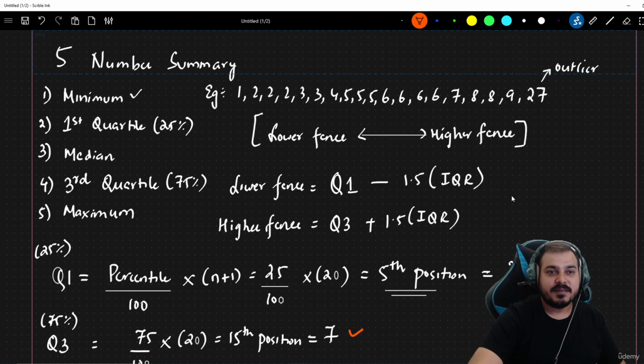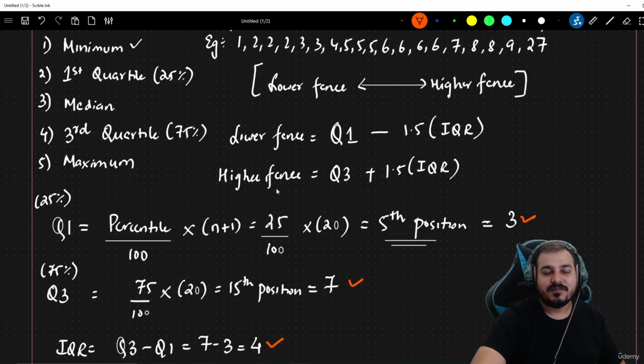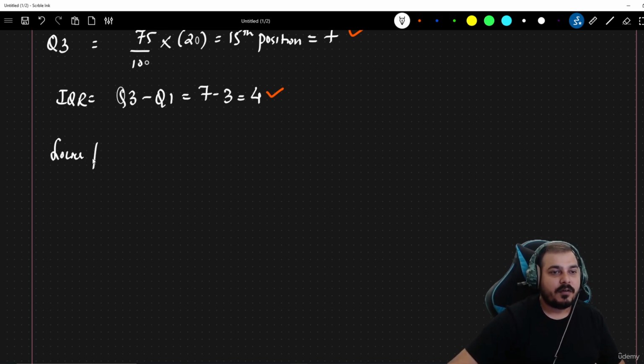Let me assign some values over here if you want. And obviously I know what is the minimum value. But before that, let's try to find out the lower fence and the higher fence now. In the lower fence, it's very, very simple. Again, let me write down the formula of lower fence. It is nothing but Q1 minus 1.5 multiplied by IQR.